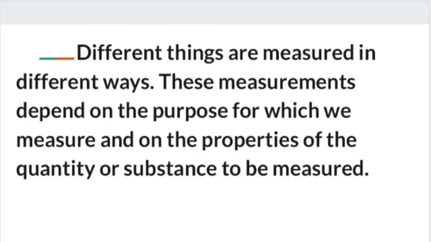Different things are measured in different ways, right? Like length is measured in meter or centimeter. Volume is measured in liter. It means what? Different things are measured in different ways. These measurements depend on the purpose for which we measure and on the properties of the quantity or substance to be measured. Means the ways of measuring things are not same. Different things are measured in different ways.